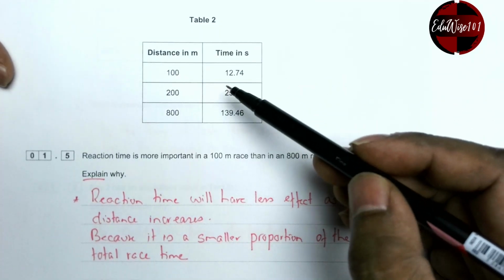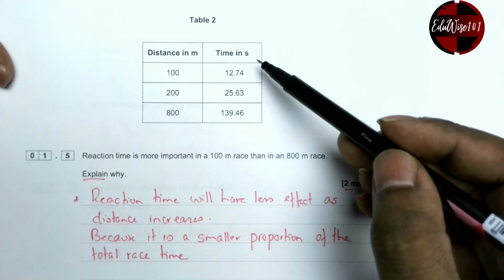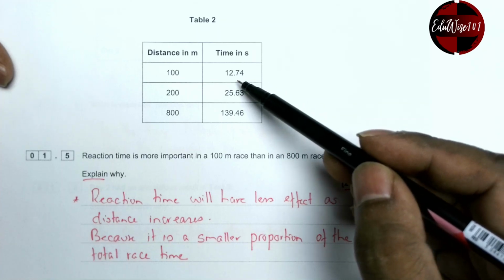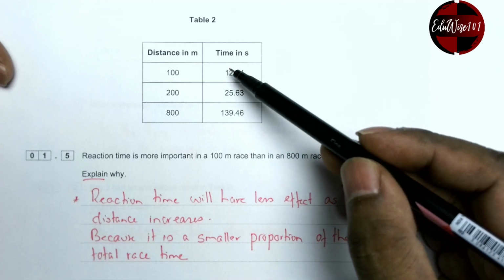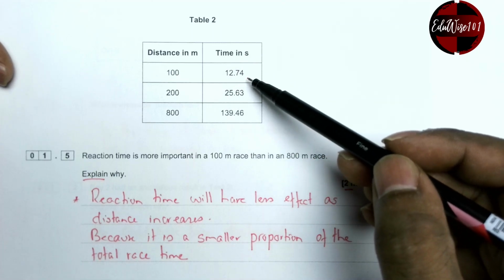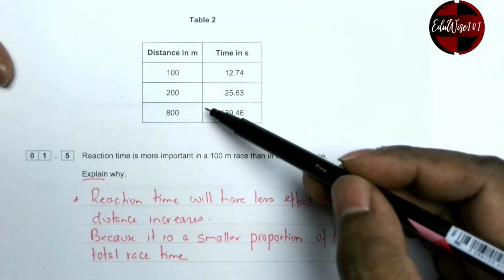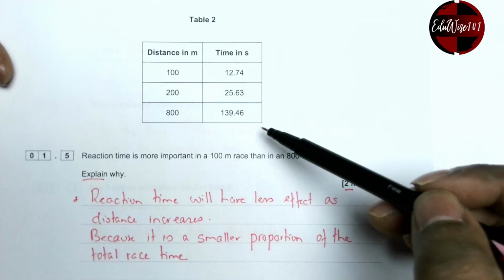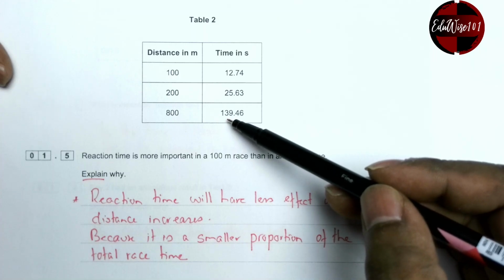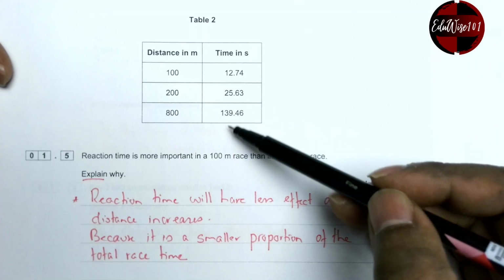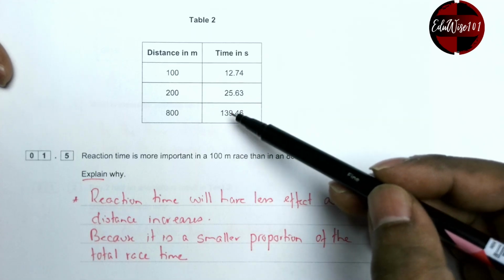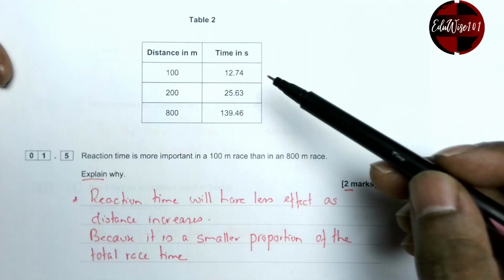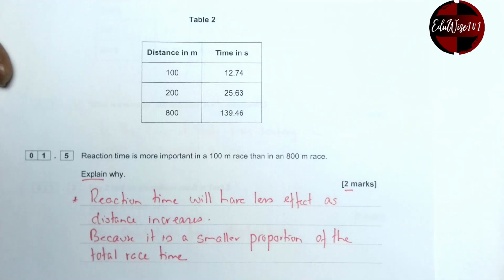So think about it, in a 100-meter race, if all it took was 12.74 seconds, and let's say it took 1 second to react, so he ran for 11 seconds, right? But the reaction time is not going to change. Even if he's running 800 meters, it's still going to be just 1 second out of nearly 140 seconds. So the proportion of the reaction time is much smaller in an 800-meter than in a 100-meter race. Next question.